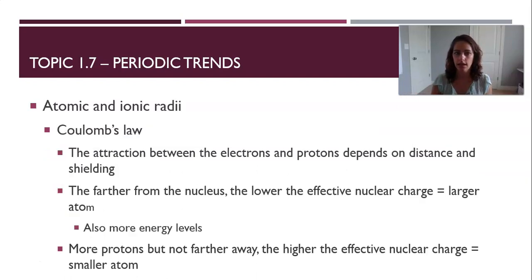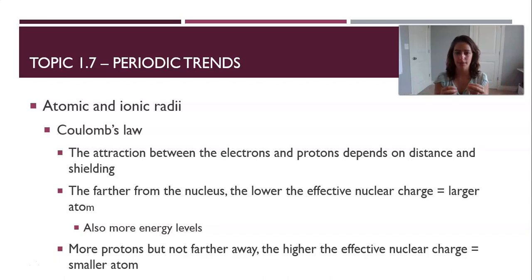Okay, next one, atomic and ionic radii. So, distance between nuclei. Again, Coulomb's law depends on the attractions between the electrons and the protons, depends on distance and shielding. So same idea as before. Remember, these are all coming back to Coulomb's law. So the farther from the nucleus, which means the larger the atom, the lower the effective nuclear charge, so the greater the radii.